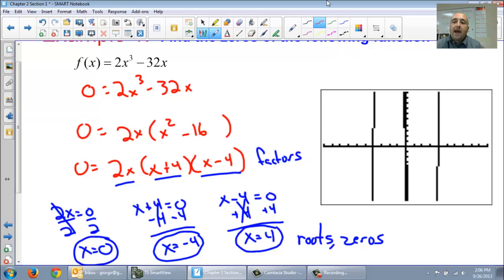This graph right here is a graph of our original function, y equals 2x cubed minus 32x. Okay, if you notice, where does this graph cross the x-axis? Well, this one on the left is at negative 4. It's kind of hard to see, but this does cross at 0, and this one crosses at positive 4. Well, look at our answers, 0, negative 4, 4. Okay, hopefully that makes some sense.